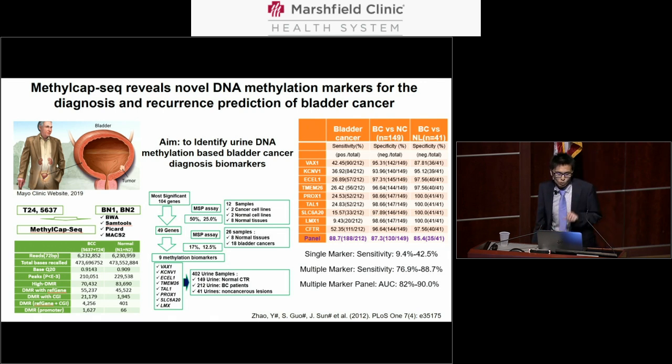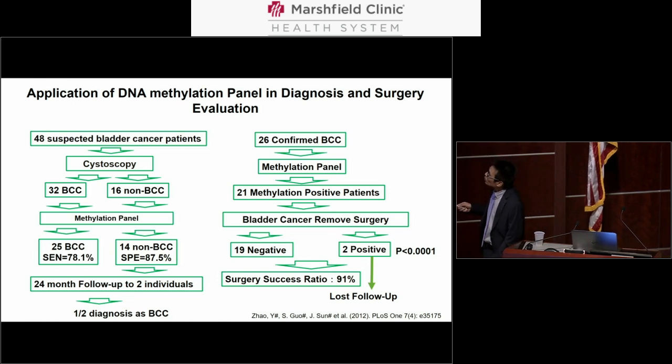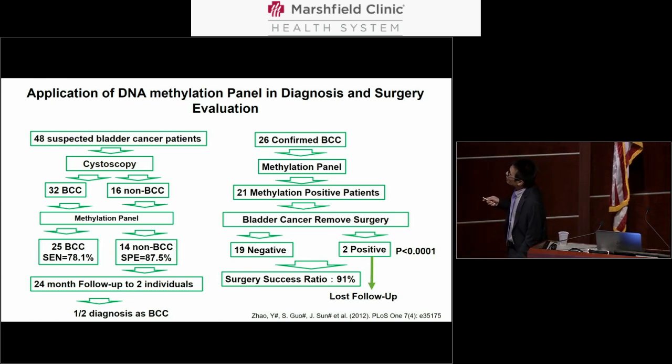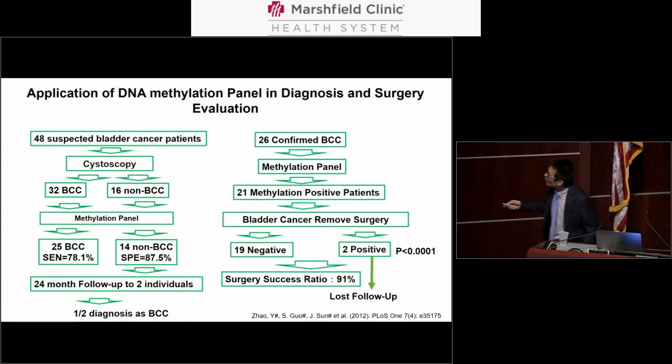We wanted to check whether we can use it in the clinical setting. So this is what we did. We recruited 48 suspected blood cancer patients, and we used the traditional way, which is the gold standard, to know whether this is blood cancer or not. Of these 48 patients, 33 had blood cancer and 16 did not. So we used our methylation panel to identify, and we found 25 of them are blood cancer. So the sensitivity is 78, and 14 in 16 are negative, so the methylation signal is also negative.